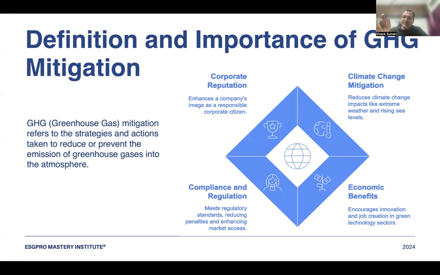GHG mitigation refers to those strategies and actions which you, your company, or your country takes to reduce and prevent both. You are not only doing the reduction, but also preventing it. And here I'm not talking about adaptation. This is mitigation. Mitigation is totally different from adaptation; climate change adaptation and climate mitigation are separate. I'm just talking about climate mitigation, and here very pointed mitigation action on scope 1, 2, and 3, because now we have learned scope 1, 2, and 3.